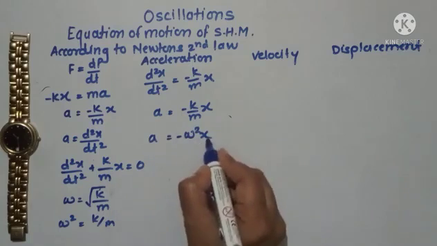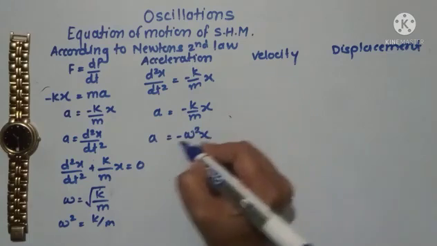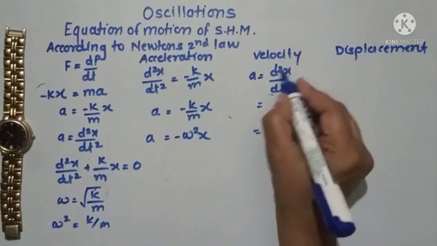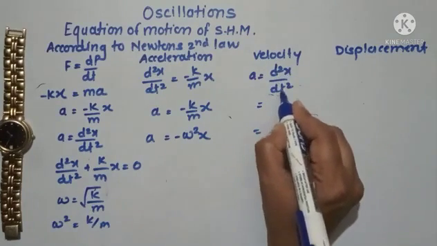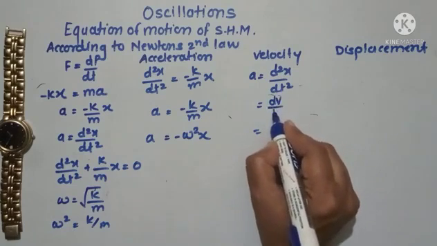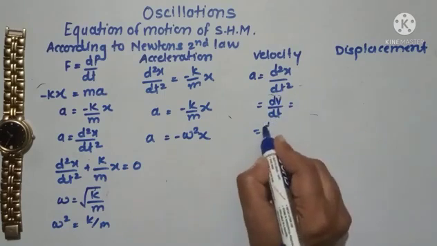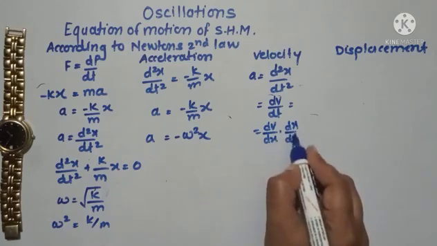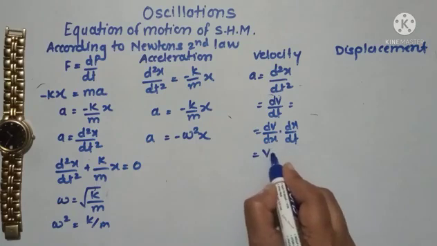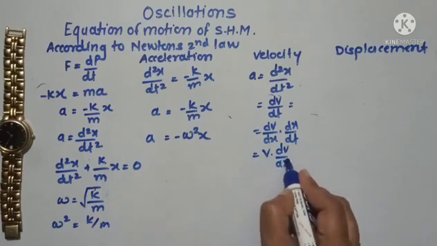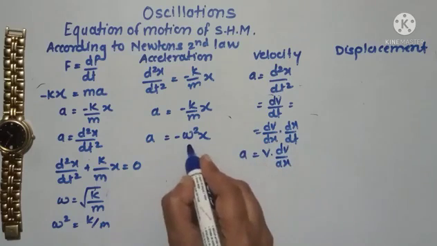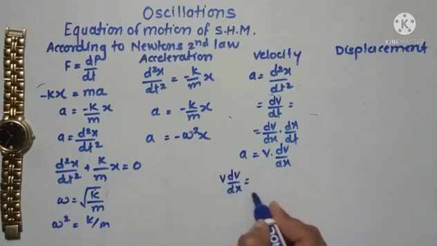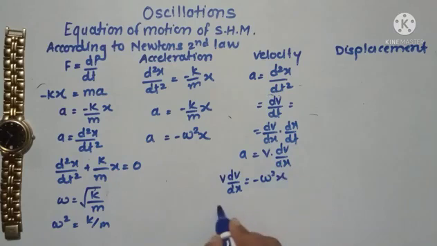Now from this equation we can calculate velocity also. We know that the acceleration is equal to d square x upon dt square. I can write this as dv upon dt, and I can write this as dv upon dx into dx upon dt. We know that dx upon dt is nothing but v, so let me write this as a equal to v dv upon dx. If I put this value of a into the equation, we get v dv upon dx is equal to minus omega square x.